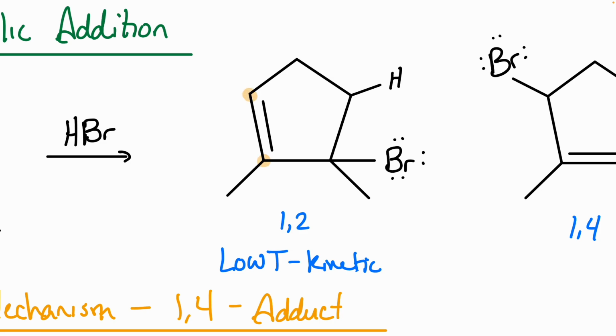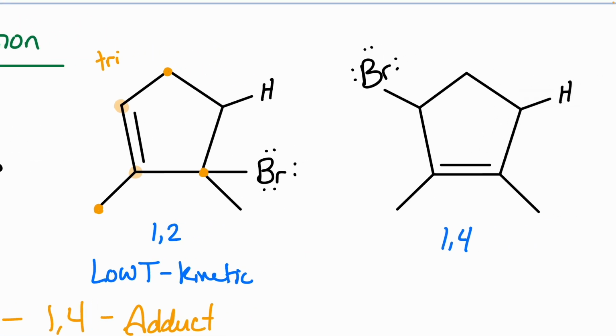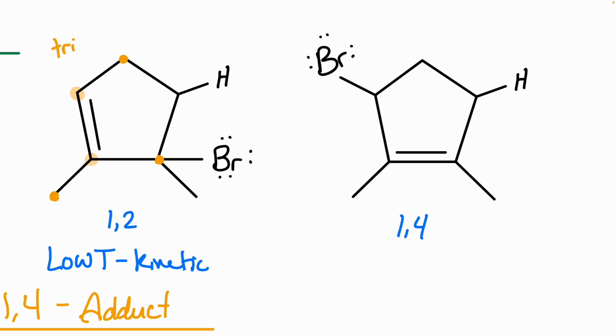So if we look at these two carbons, our two sp2 carbons, and we count how many carbon neighbors they have, this one would be tri-substituted. And what about our 1,4? Tetra. So if we look at these two, now we have all four neighbors fully filled out.